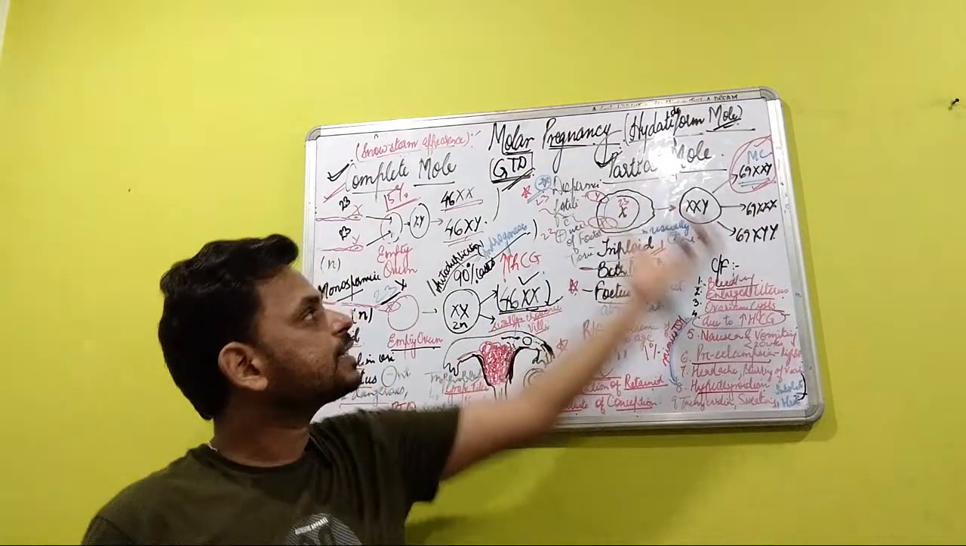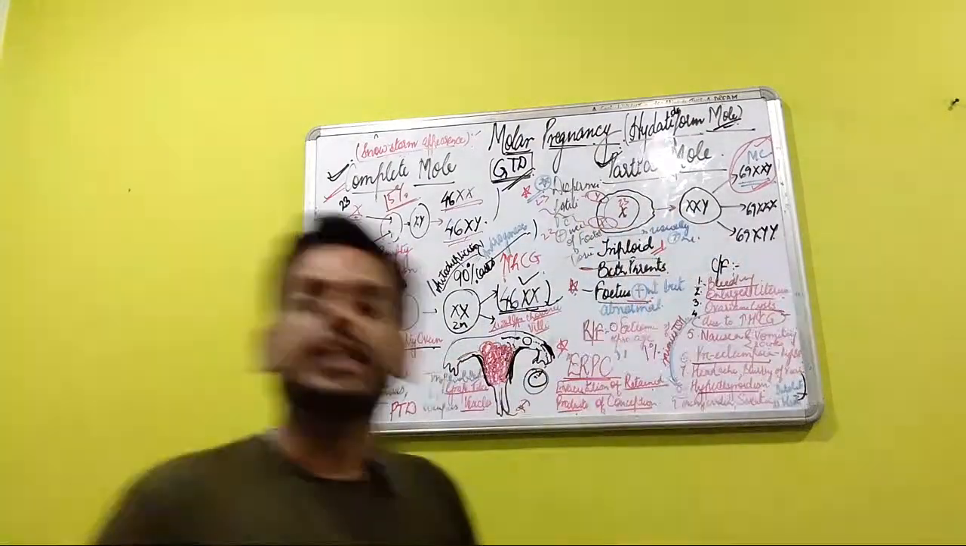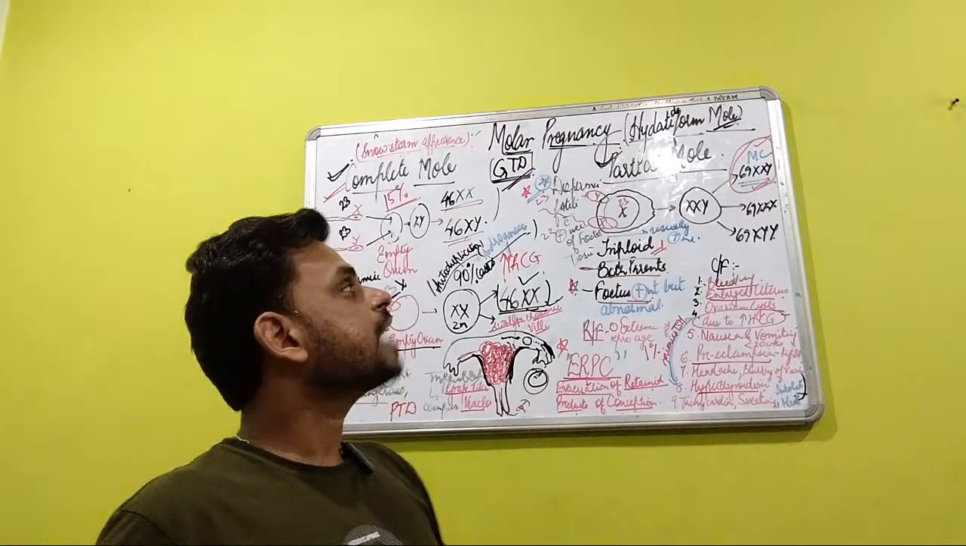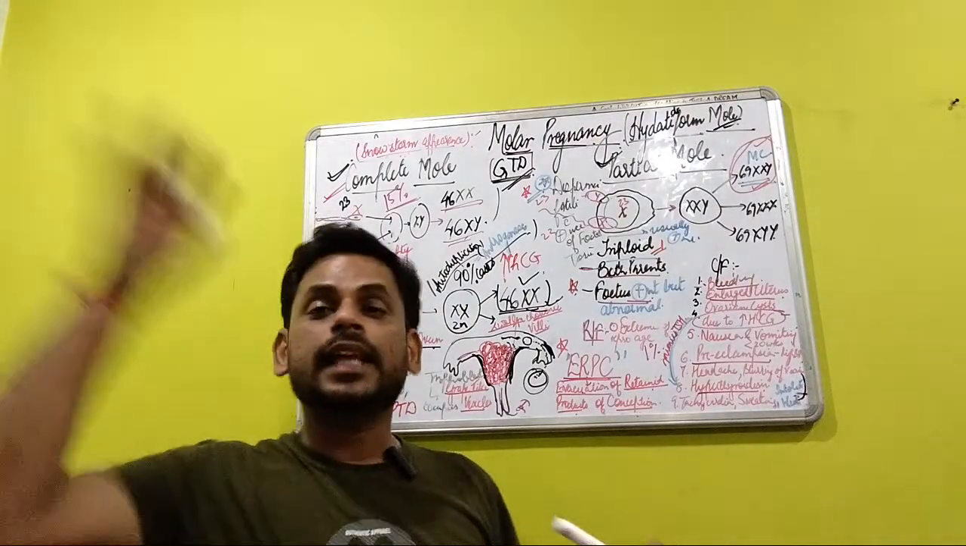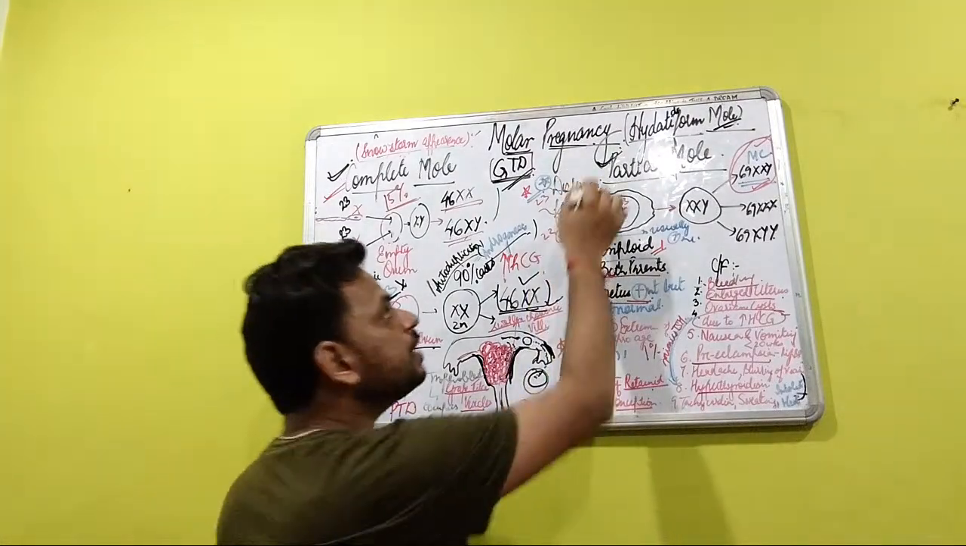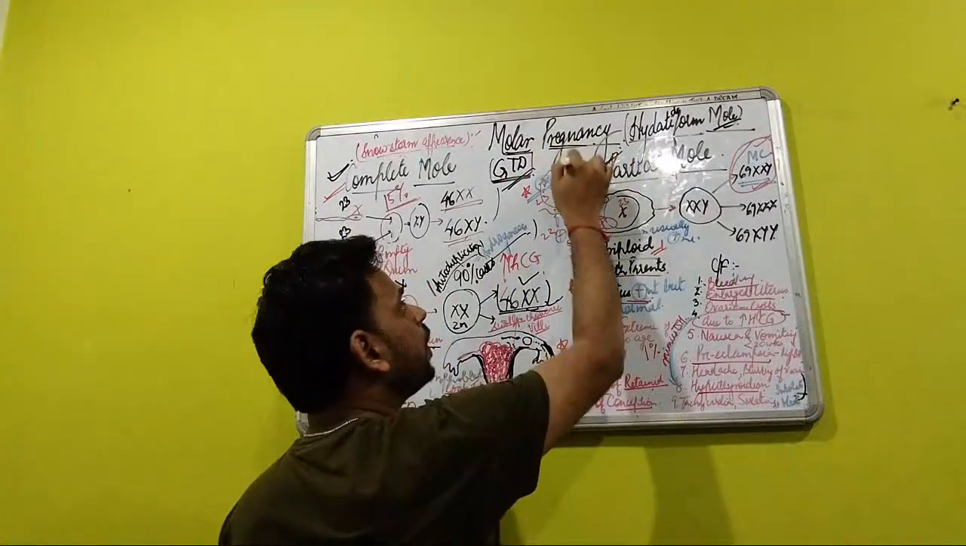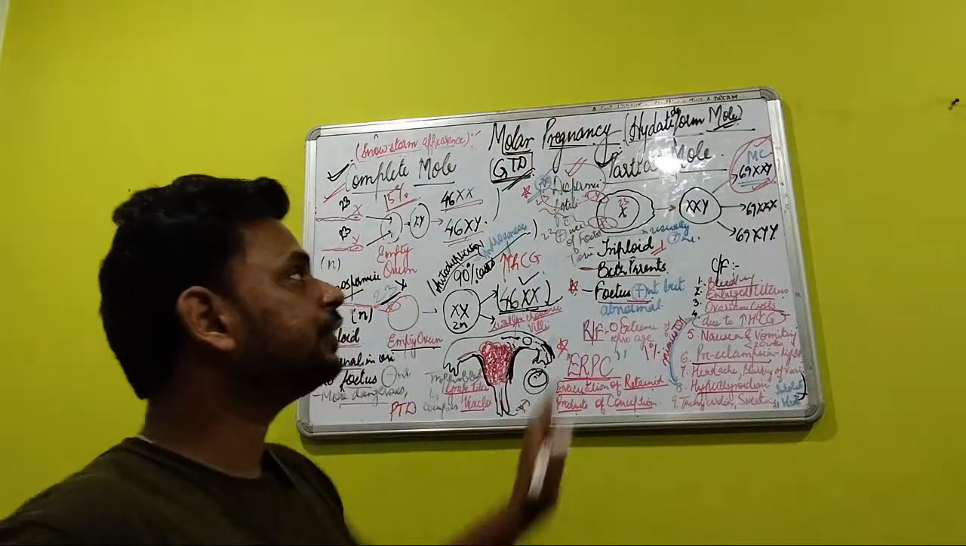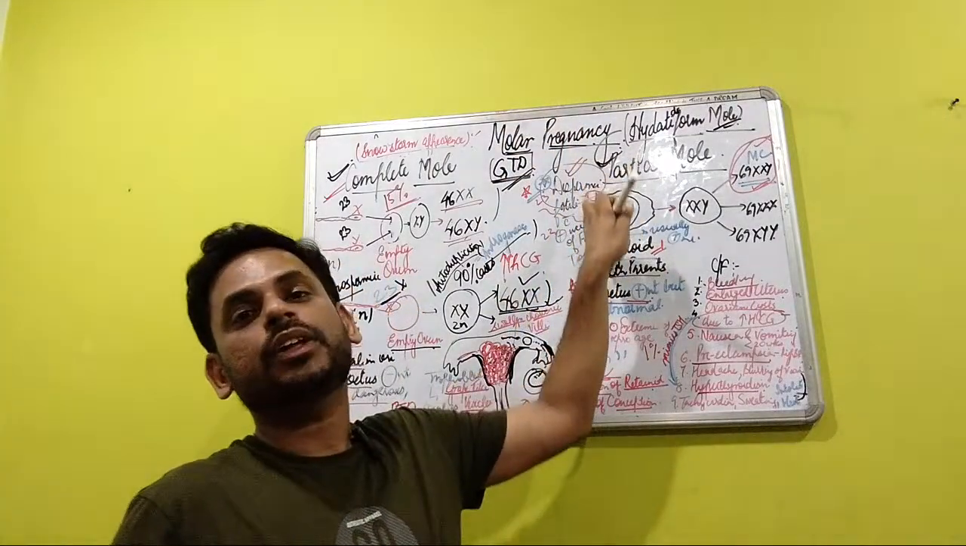Moving on to the next type, that is the partial mole. This partial mole condition is where a single ovum is fertilized by two sperms. Being fertilized by two sperms, the condition is called dispermic fertilization, and the sperms can be of two varieties.